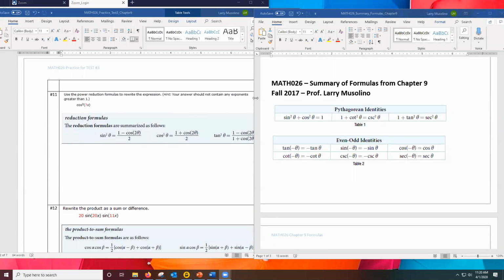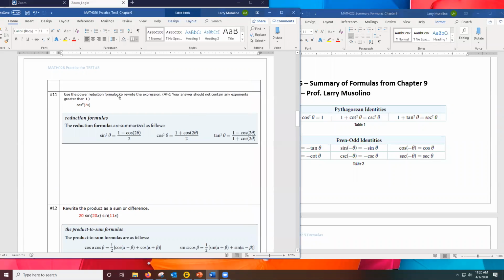Number 11 is a little different because it says use the power reduction formula to rewrite the expression. Notice it says hint, your answer should not contain any exponents greater than 1. So what they're asking me to do is take this cosine squared and rewrite it using either sines or cosines, but I should not have any exponent 2's anymore in my final answer. Well, in the chapter 9 summary, there are these power reduction formulas. What it means is you're allowed to go from an exponent 2 down to an exponent 1 by using this formula. So I have a cosine squared 7x. Well, here's a formula that matches up for cosine squared.